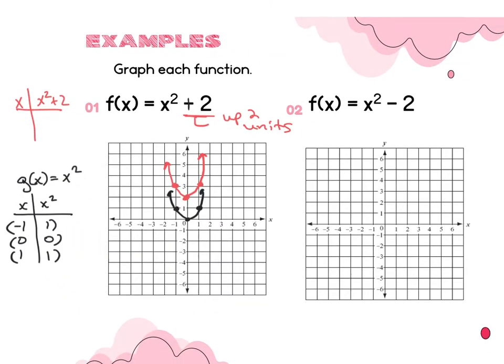So this one, I'm now going to move 2 down. Again, I'm going to graph the original parent, the -1, +1, the 0, 0, and the 1, 1. And now I take each one of the points and move them down 2 units. So this would be this graph: the original parent, and then the new shifted one. If you don't want to connect the dots for the parent, that's fine, but I would at least get those 3 points on there so you have a visual to move them.